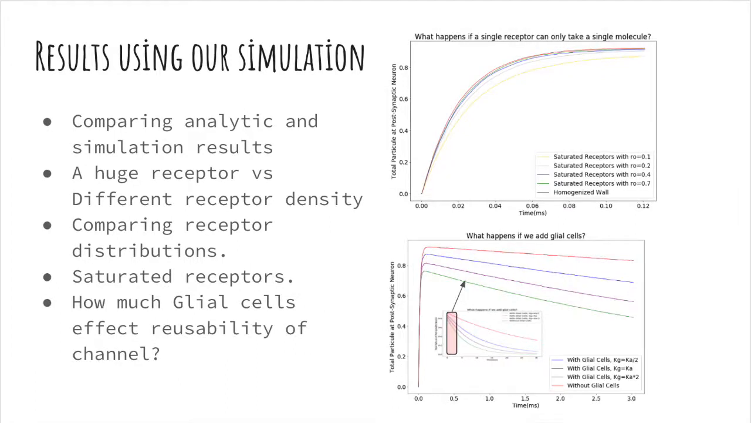In the next test, we tested saturated receptors. It means a receptor could only keep one neurotransmitter. In this case, when we increase the receptor density, absorption increases because the wall could keep more neurotransmitters at the same time. The last test was about the effects of glial cells. We observed that glial cells have a very big effect on clearing the channel.